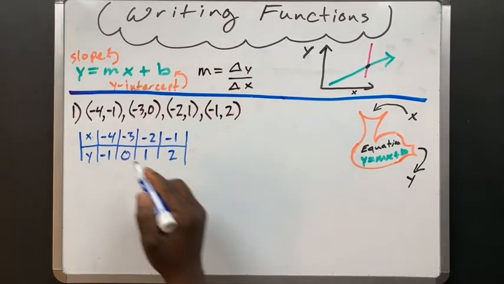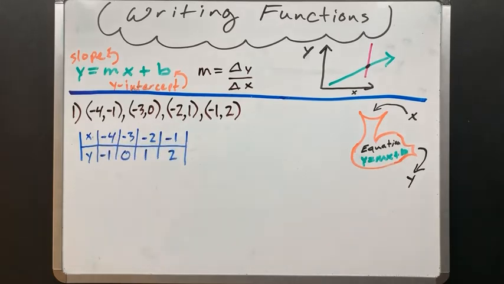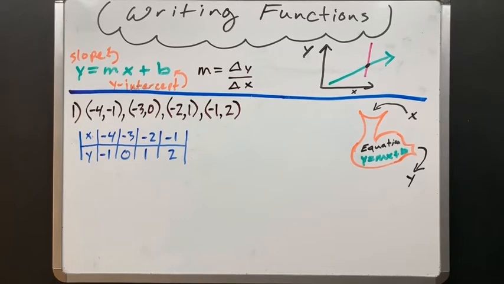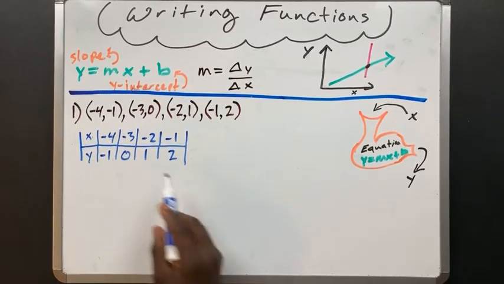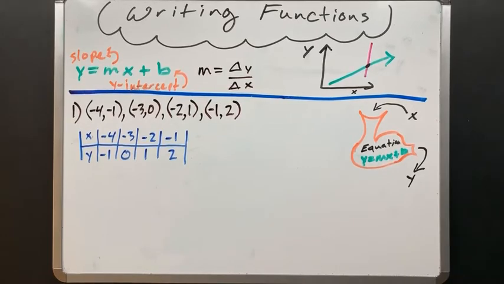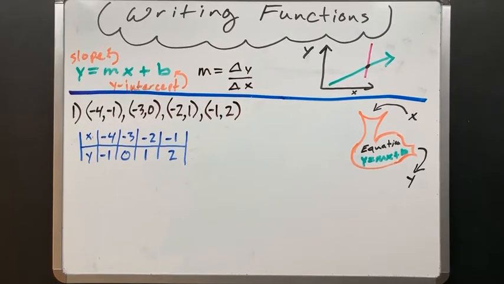Now, we have taken the set of coordinates and put it into a coordinate plane. I mean, it's not a coordinate plane. We have taken this set of coordinates and put it into a t-table. Now we want to analyze the relationship and see what's happening.